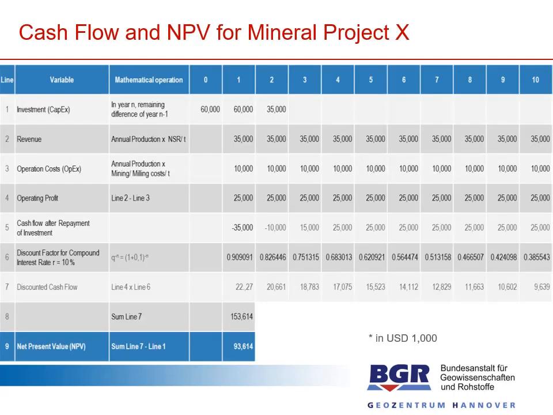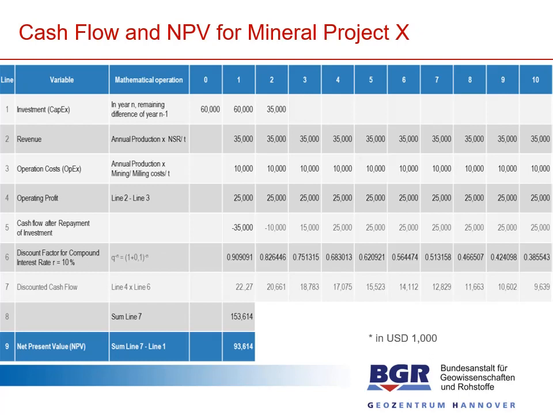On this chart you see the same example, the cash flow and the NPV for a mineral project in $1,000. So in the first line you have the investment, 60 million. We assume a revenue of $35 million per year, and operating costs of just $10 million US dollars. So in this case the ore value is 3.5 times higher than the costs. And there's another rule of thumb that says if the revenue is twice as high as the operating costs, then you have a profitable mining project. And this is the case here.